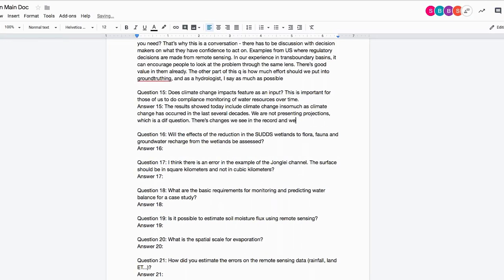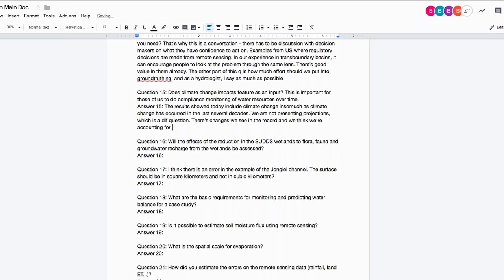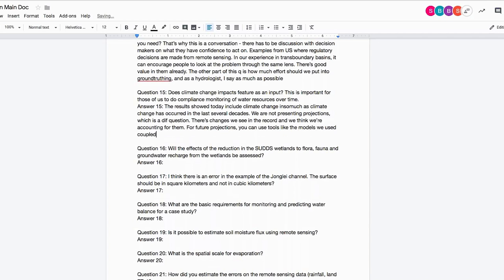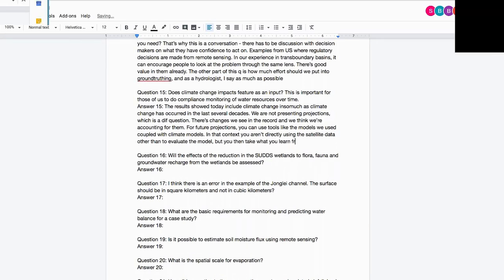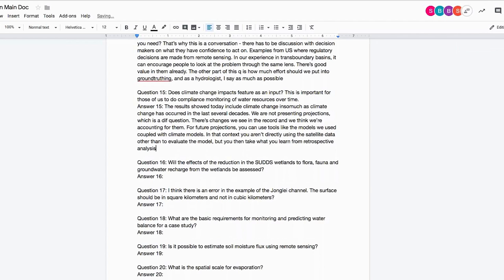For the future projections, one can use tools like the land surface models we use, coupled with downscaled global climate models, to understand future changes in water resources. That's a large area of research. We do some, and many other groups do as well. So in that context, you're not really directly using the satellite data other than to evaluate the realism of the model, because we don't have satellite observations in the future. But you then take what you've learned from your retrospective analysis and apply it to a simulation of future conditions.